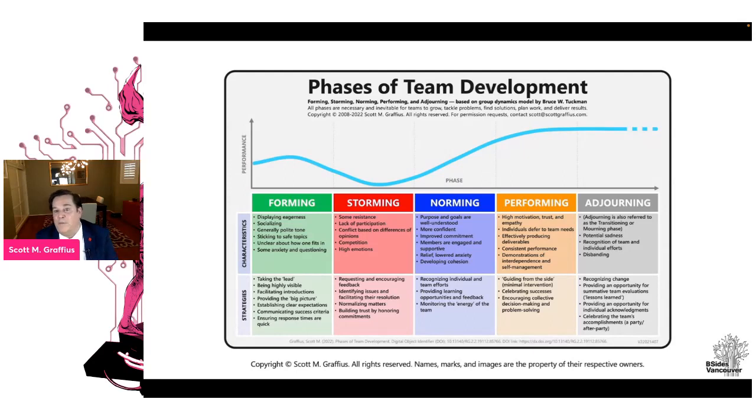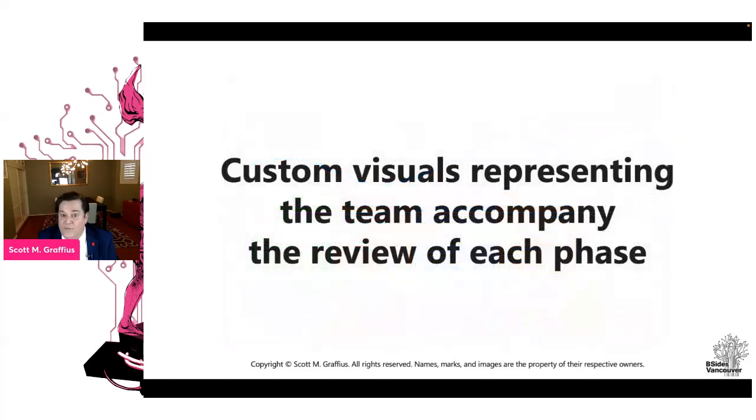So if you're not familiar with the model at all, or you're uncertain, you can almost use it as the diagnostic criteria to identify where the team is. And once you know that, the row below that are the strategies. These are the proven strategies that you can apply to help the team advance its performance, productivity, happiness, and that really means move on to the next phase. And the direction is typically from left to right. More on that at the end if we have time, but that's the direction. And custom visuals representing the team also accompany each phase.